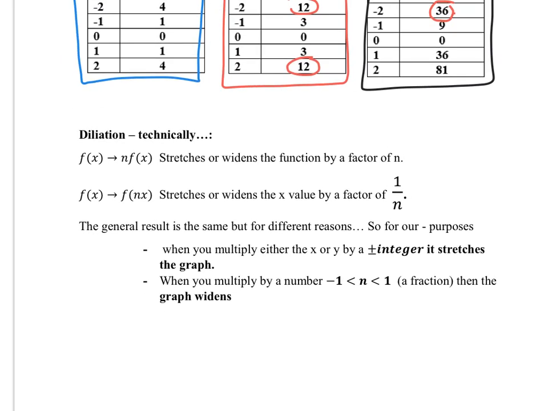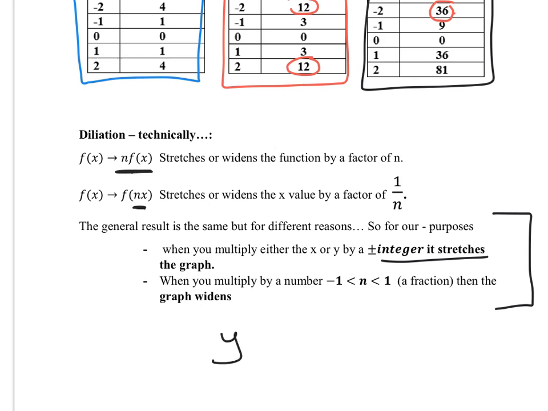So the basic idea is if you multiply times the function, and n is an integer, a whole number, it stretches or widens by a factor of n. And if this one also, it stretches or widens by a factor of 1 over n. That looks confusing, so this summarizes it right here. For our purposes, no matter what you do, when you're multiplying, you're going to stretch the graph out. If it's a whole number, it's going to stretch the graph out.